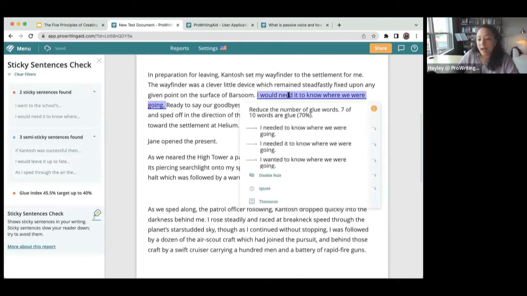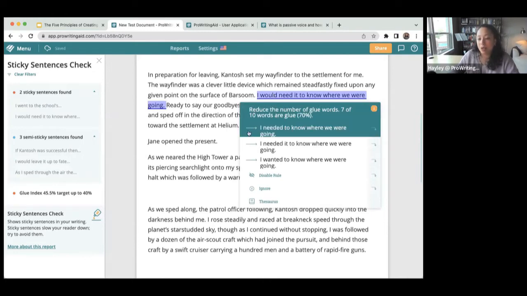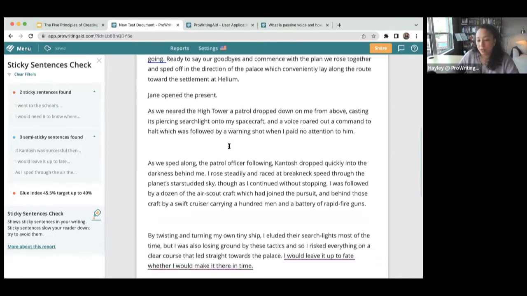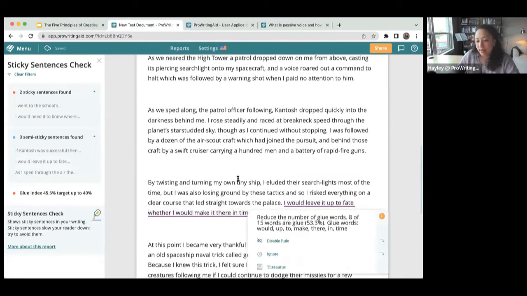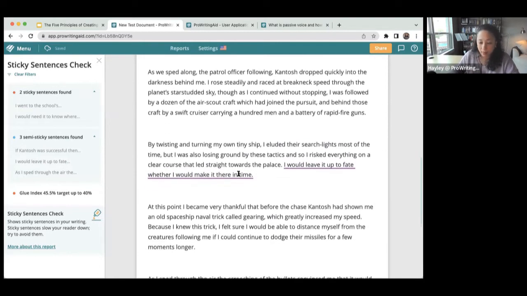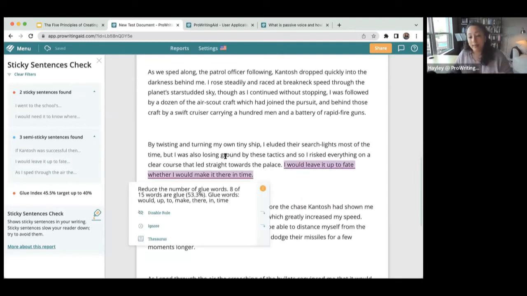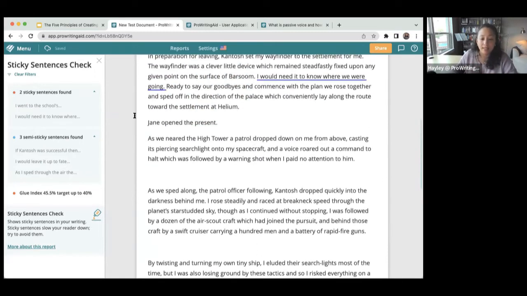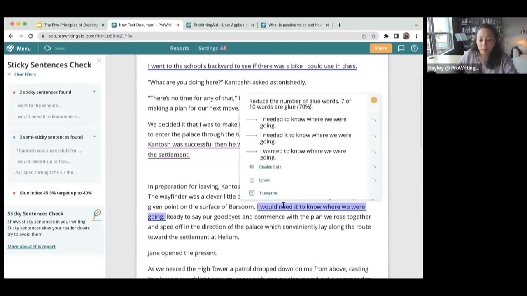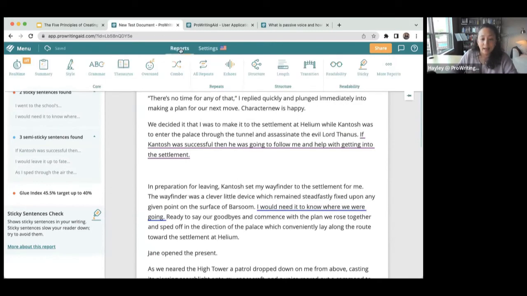And then when you highlight a sticky sentence, it will show you how many of the words are glue words versus working words. And it might also, depending on the sentence, suggest a way to rewrite it using fewer glue words. Again, this is completely up to your discretion. You could take the ProWritingAid suggestion, you could ignore the ProWritingAid suggestion. It's up to you. But it does recognize places where you have sticky sentences and then improve them.